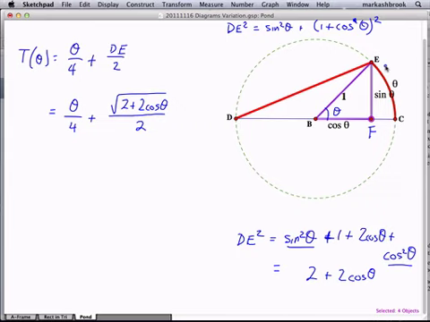Other questions? These are good questions. Gotta make sure we get this. Okay? So we want to minimize and maximize the time. What does it mean? How can we use calculus to do that? We're going to take the derivative of the function.